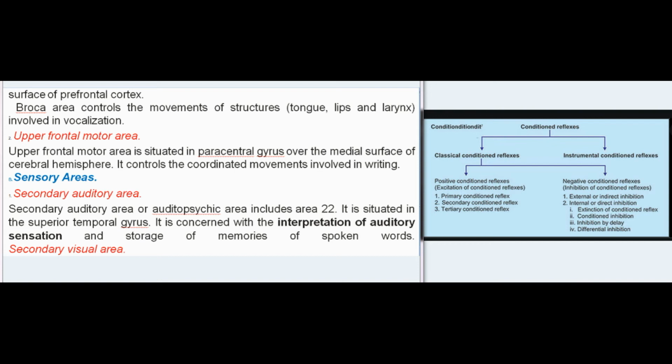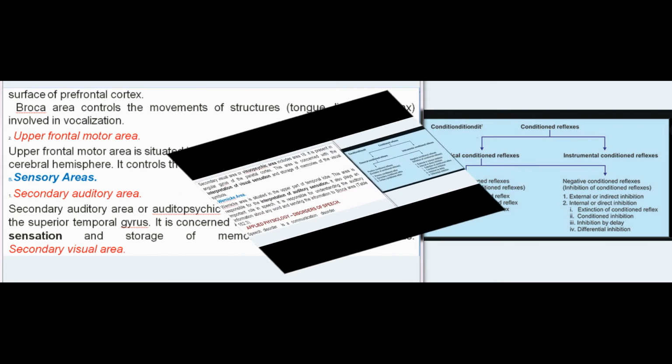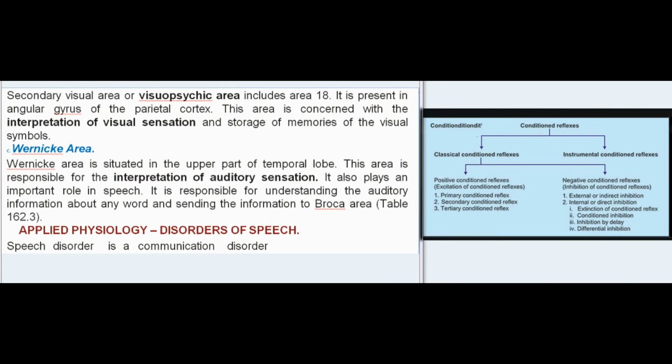Sensory areas. Secondary auditory area. Secondary auditory area or auditopsychic area includes area 22. It is situated in the superior temporal gyrus. It is concerned with the interpretation of auditory sensation and storage of memories of spoken words. Secondary visual area. Secondary visual area or visuopsychic area includes area 18. It is present in angular gyrus of the parietal cortex. This area is concerned with the interpretation of visual sensation and storage of memories of the visual symbols.